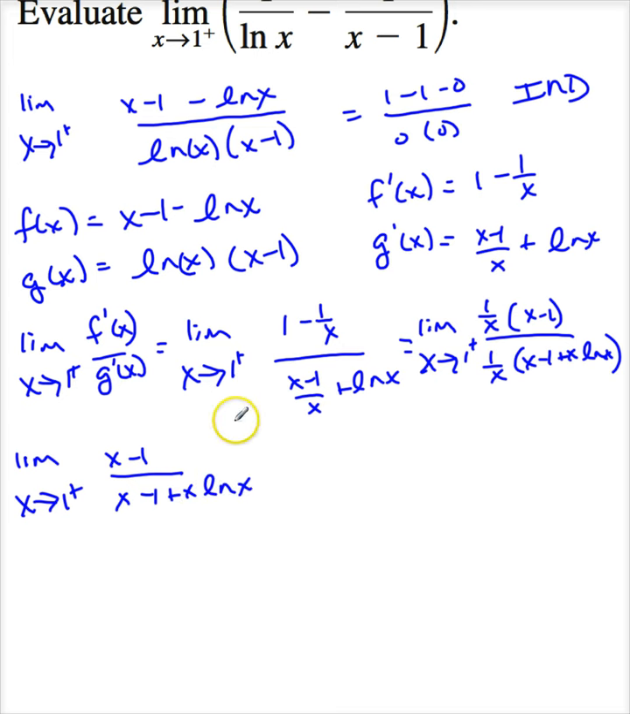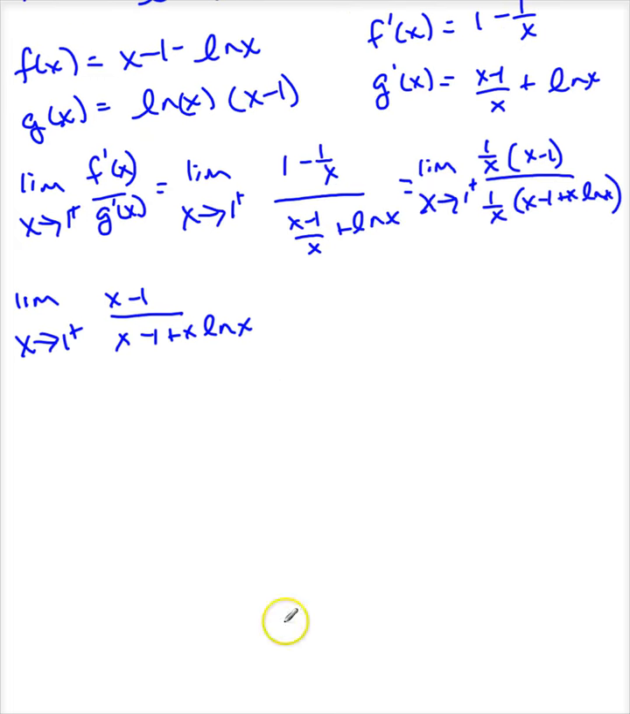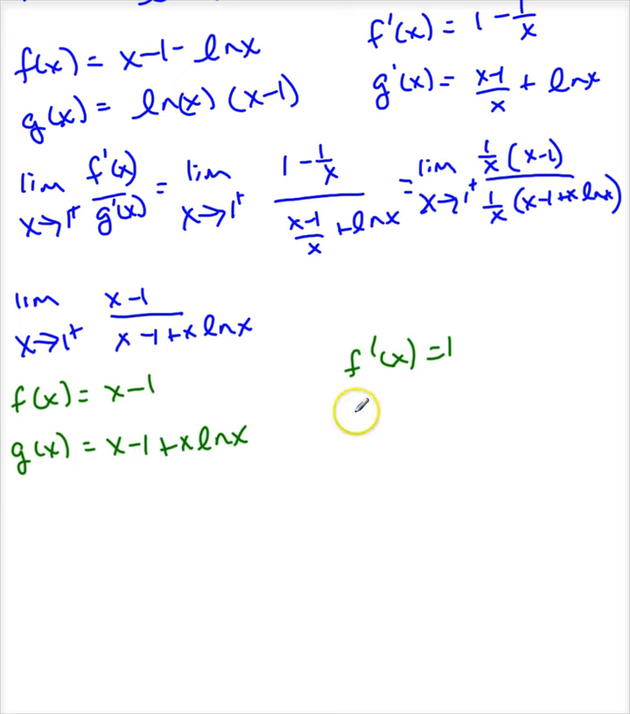Now, do we help ourselves out at all? No, this becomes 1 minus 1, which is 0, over 0 times 0. So again, we're in indeterminate form, but that's okay. Let's do L'Hopital one more time. So I'm going to let f equal x minus 1. Now, see, the beauty here is f prime of x is just 1. G of x is x minus 1 plus x log of x, so that g prime is 1.